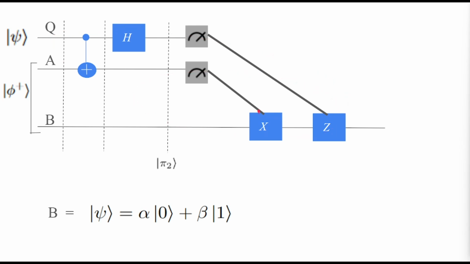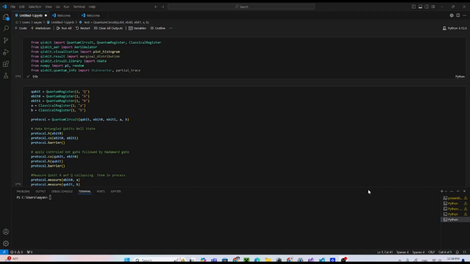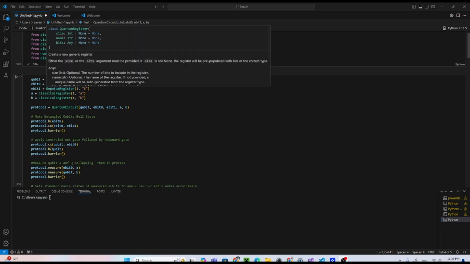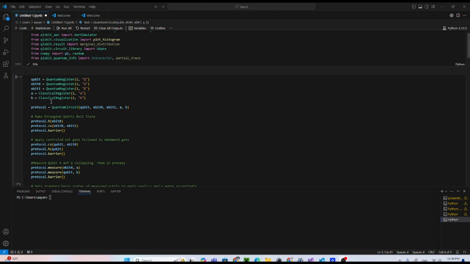And now is a good time to run some example code to show how this works in code form. So right now I'm going to explain the Qiskit code for this quantum circuit showing quantum teleportation. So right here I'm importing all the libraries, and then I'm making qubit Q to represent Q, and ebit 0 to represent qubit A, and ebit 1 to represent B. And we're calling these ebits because they're entangled bits. And we have classical bits A and B to store the measured states of Q and A.